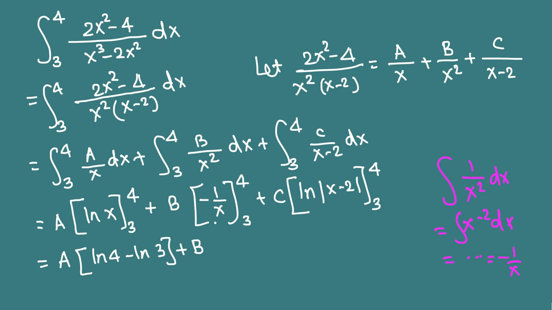Plus b, plug in the upper limit: negative 1/4 minus the lower limit. Plug in 3: negative 1/3, so it becomes plus 1/3. Plus c, upper limit: natural log of 4 minus 2 is 2, absolute value of 2 is 2, so natural log of 2, minus the lower limit: natural log of 3 minus 2 is 1, absolute value 1 is 1, and natural log of 1 is 0.